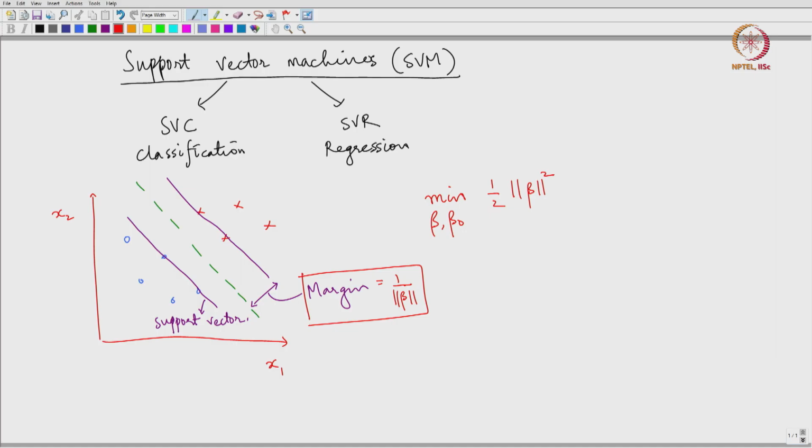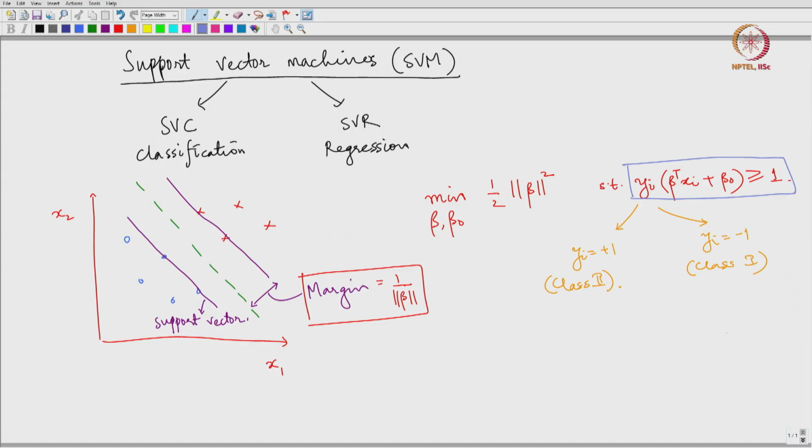of half norm squared of beta such that the constraints are all satisfied, and the constraints we said can be written as yi times beta transpose xi plus beta naught is greater than or equal to 1. And the classes can either be yi equals plus 1 or yi equals minus 1. So let us say yi equals minus 1 is class 1 and yi equals plus 1 is class 2. This is what we had seen in the last class, and we had said that these constraints can be included as always using the method of Lagrange multipliers, but now instead of being equalities as is done usually in the method of Lagrange multipliers, we have inequalities here.